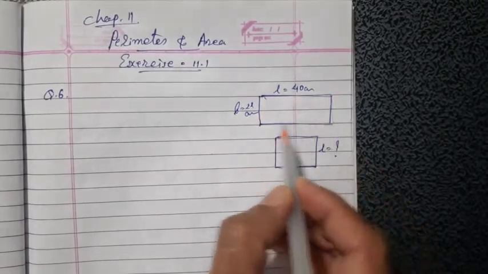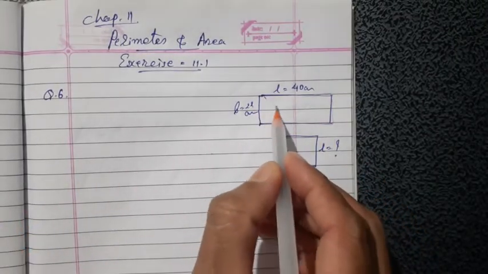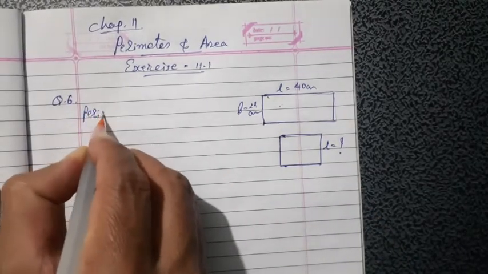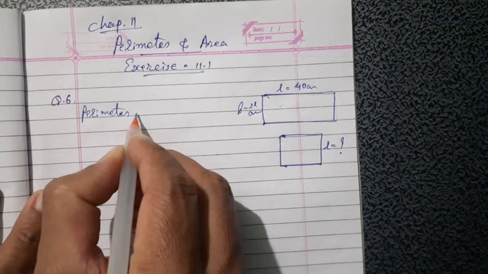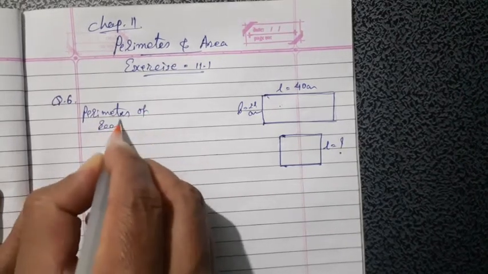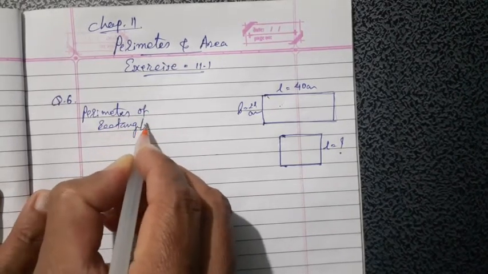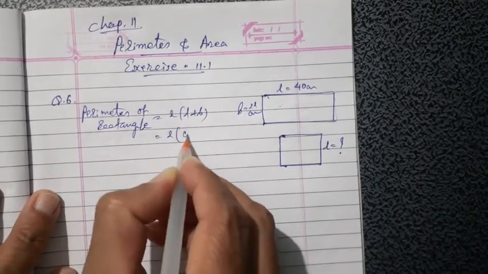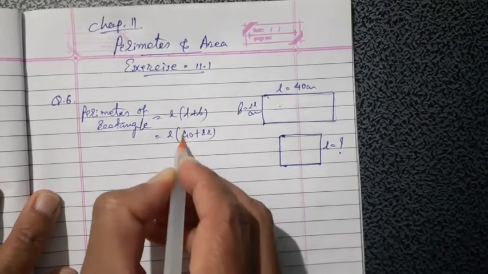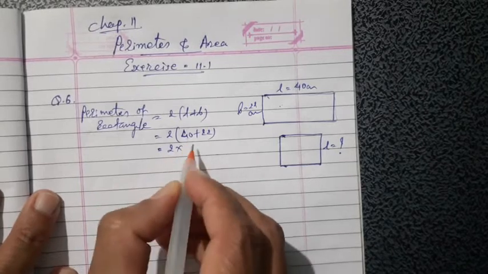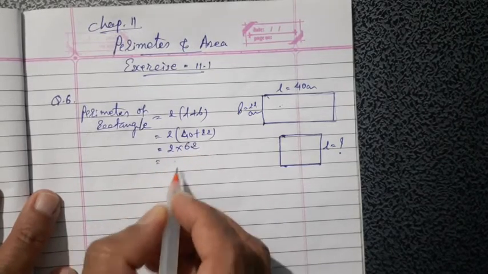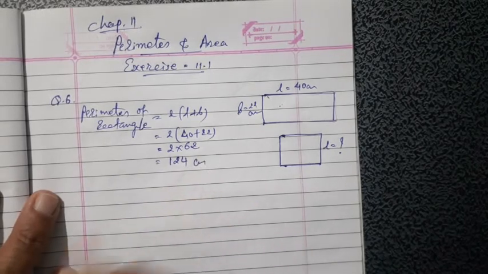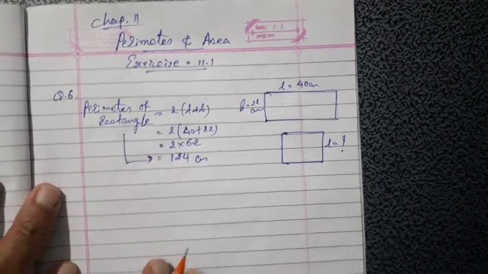So what is the total length of that wire? That is the perimeter of the rectangle. So first we find out the perimeter of the rectangle. Perimeter of rectangle equal to 2 into bracket L plus B, that means 2 into bracket 40 plus 22, equal to 2 into 62, so 124 centimeter. That is the length of that wire.